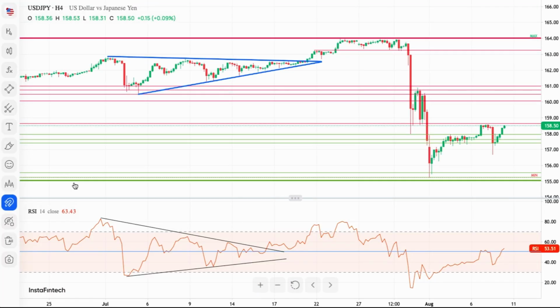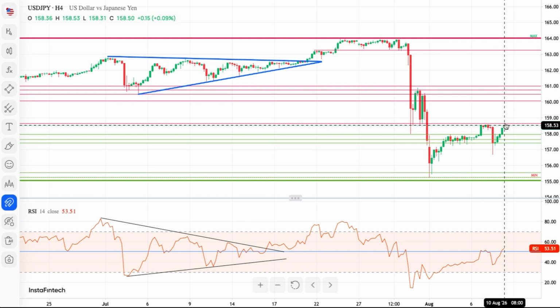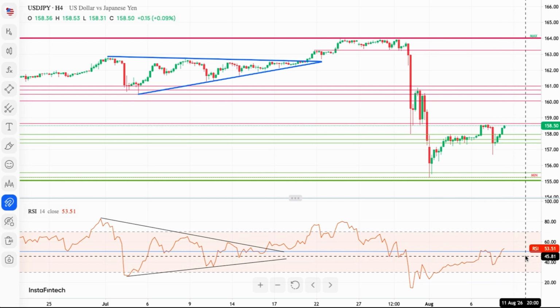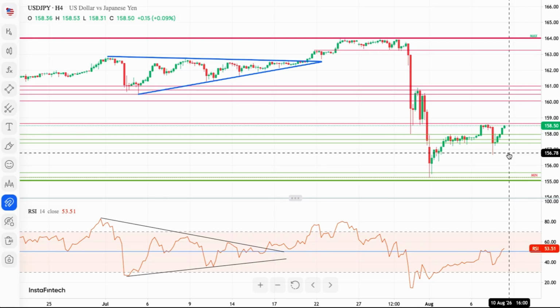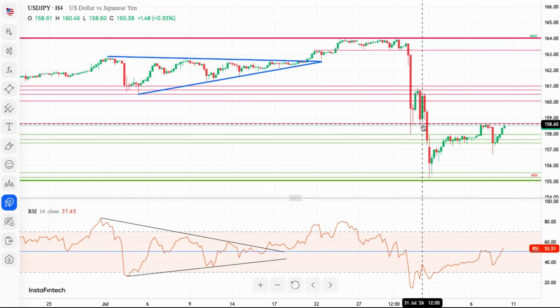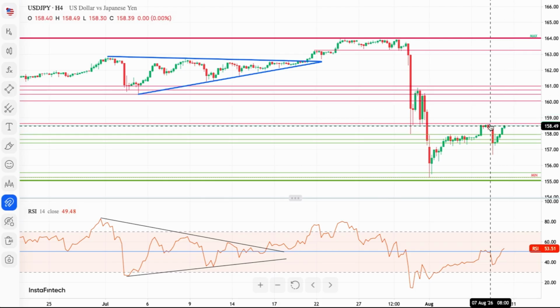Japanese yen, another very sharp decline towards 157.69, and a nice rebound to the upside with the momentum breaking the level of 50 right now, almost 54 points. Nevertheless, we still need to break above 158.60 in order to cover this ground here, this territory towards 160 and above.